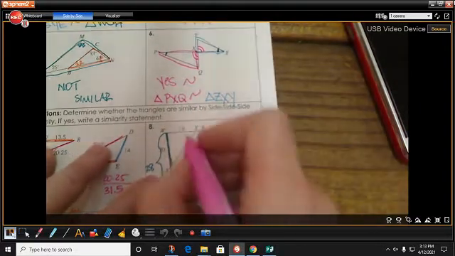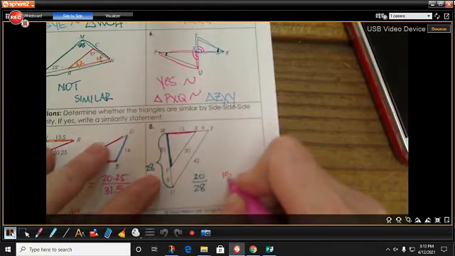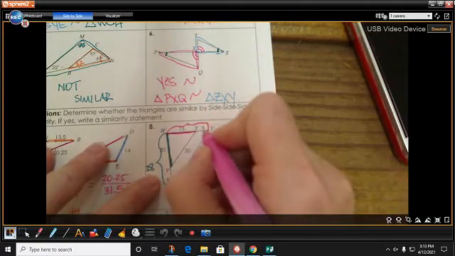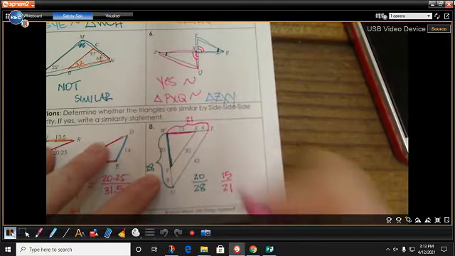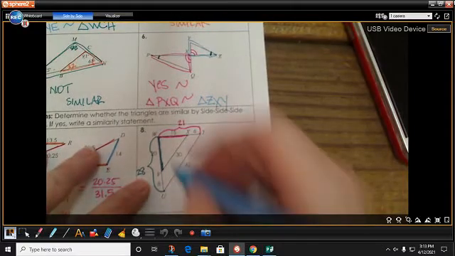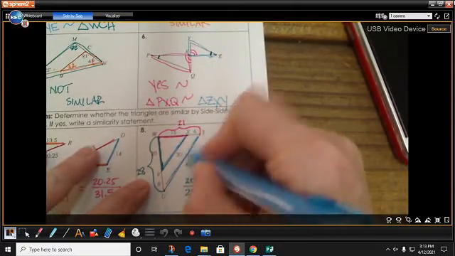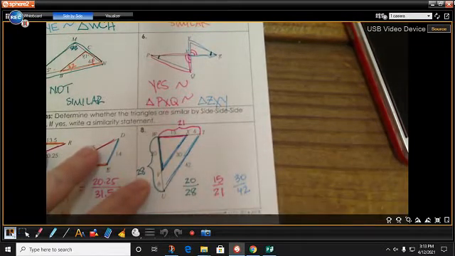Over here on the right, I have the side of the small triangle is 15. The side of the big triangle is 15 plus 6, which is 21. And then the last set of sides, I've got the 30 being compared to the 42.